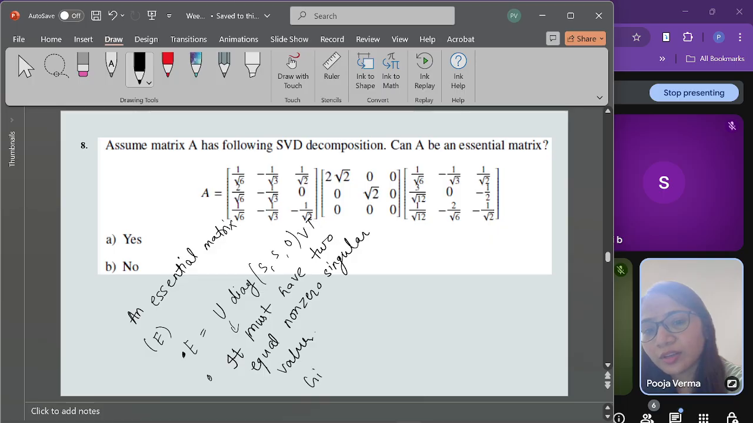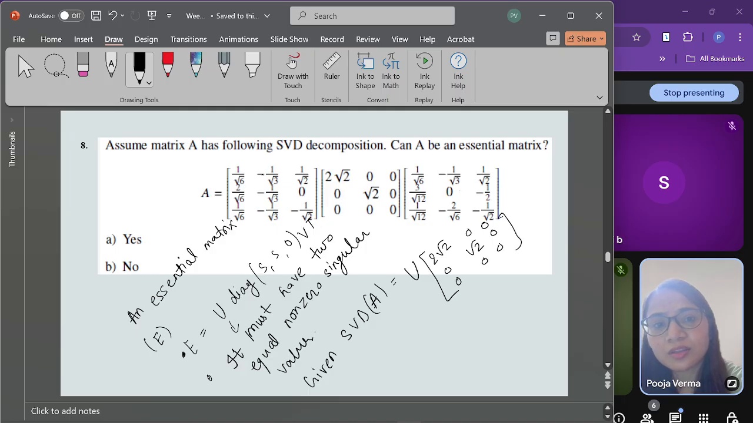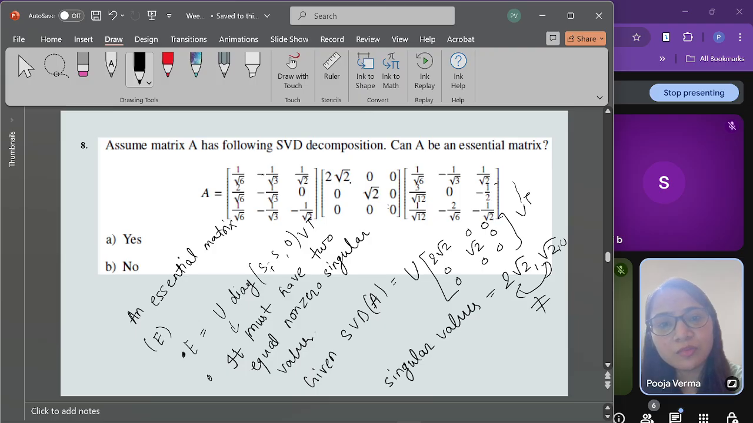So here the SVD given is in the form of, let's say, a U matrix, and next the diagonal S, S, 0, where S can be any value. Here it is given 2 root 2, 0, 0, 0, root 2, 0, and 0, 0, 0, and this is V transpose, right? So what are the singular values of this one? These are the singular values: 2 root 2, root 2, and the third one is 0. But these two values are not equal, right? It must be the same value, an equal value.